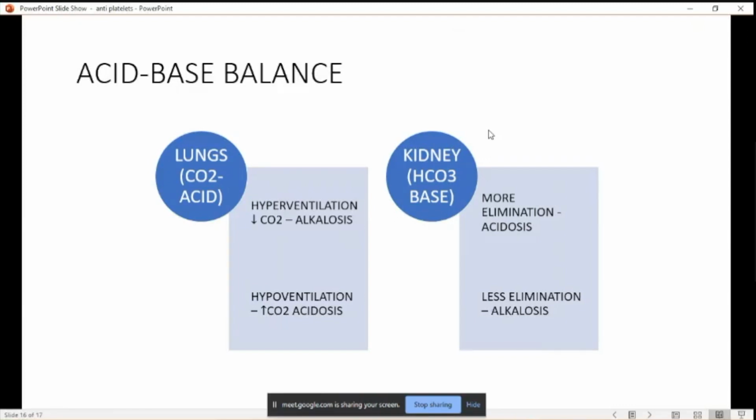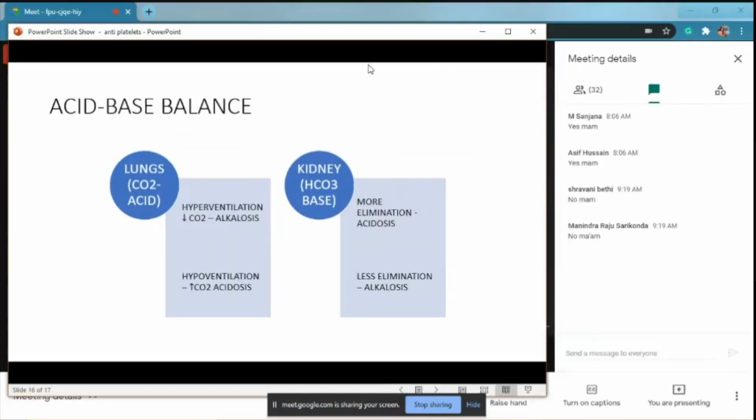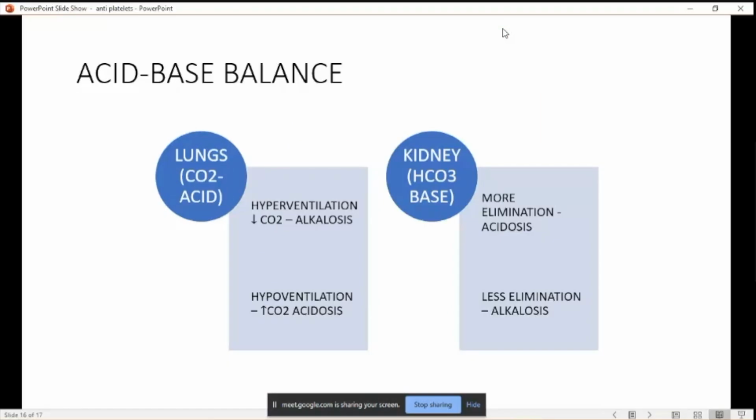So we'll discuss the acid-base balance. It's really important to know this acid-base balance, guys. It's not just for aspirin overdose. There are a lot of drugs and conditions which can cause acid-base imbalance, so you have to know the normal physiology of acid-base balance. The main two organs which control the acid-base balance are the lungs and the kidneys.